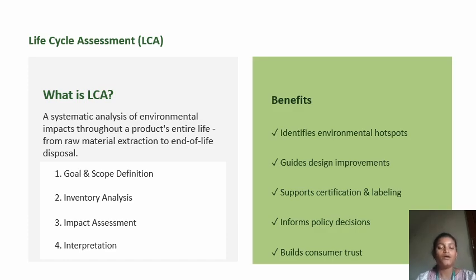Finally, interpretation. First one, goal and scope, is to determine what is being studied and why. Inventory analysis is to collect data on energy, material, and emission. Third one, impact assessment, is to evaluate environmental consequences. Finally, interpretation is to analyze findings and suggest improvements.